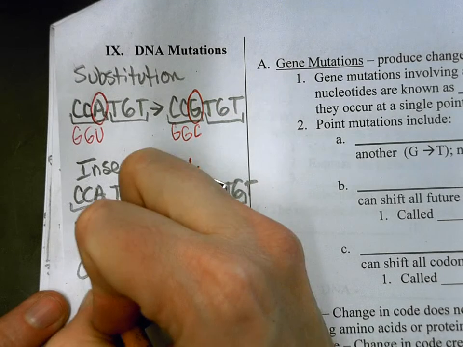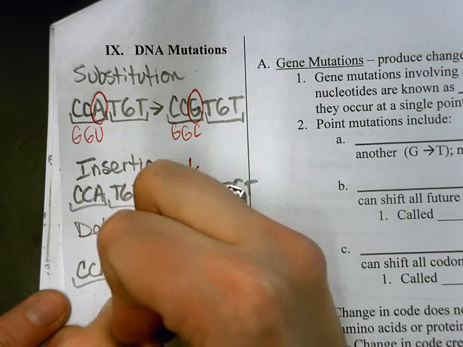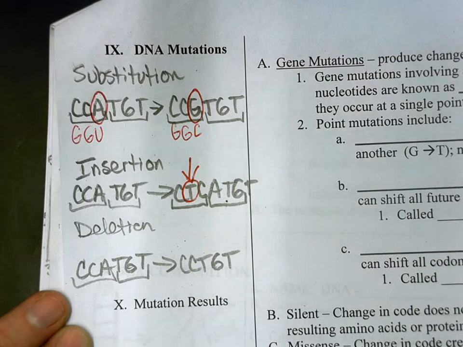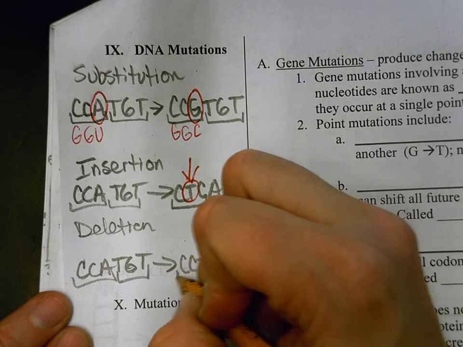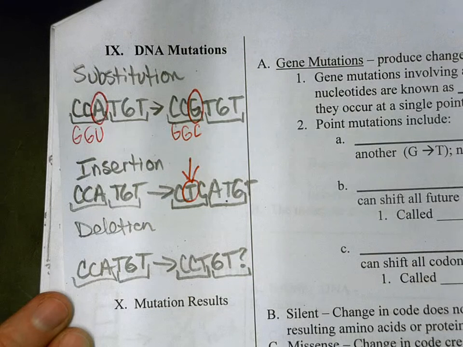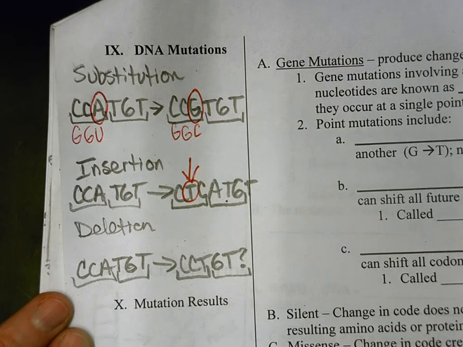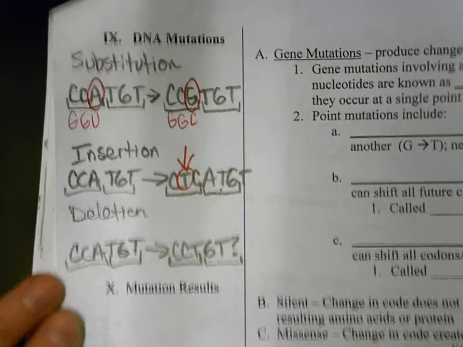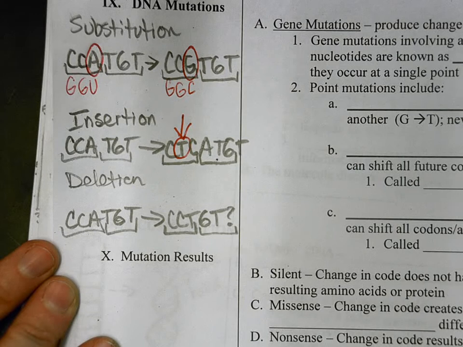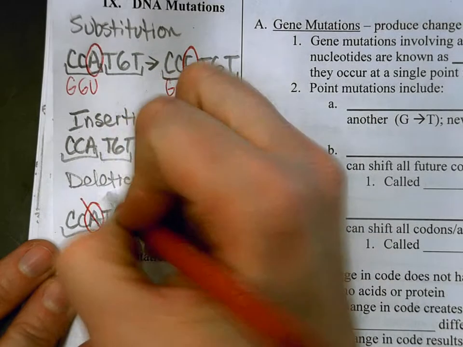Deletion would be like starting with CCA, TGT, our original code, and mutating to CCT, GT. Now, if I bracket my reading code, then technically what is question mark? Whatever would have been the next letter beyond where I had written. Does that make sense? Yes? On this one? Nope. I've deleted a letter, and which letter did I delete? All right, so I want you to circle the A and cross it out.